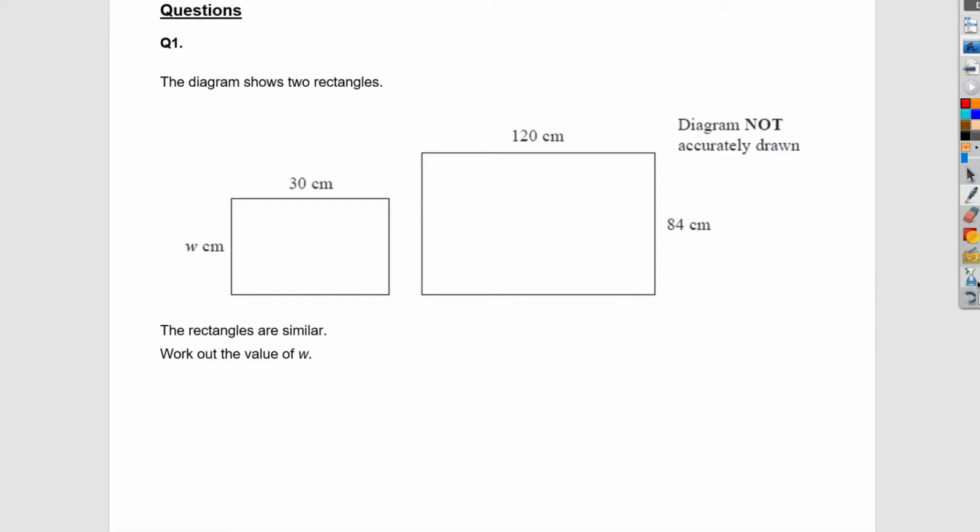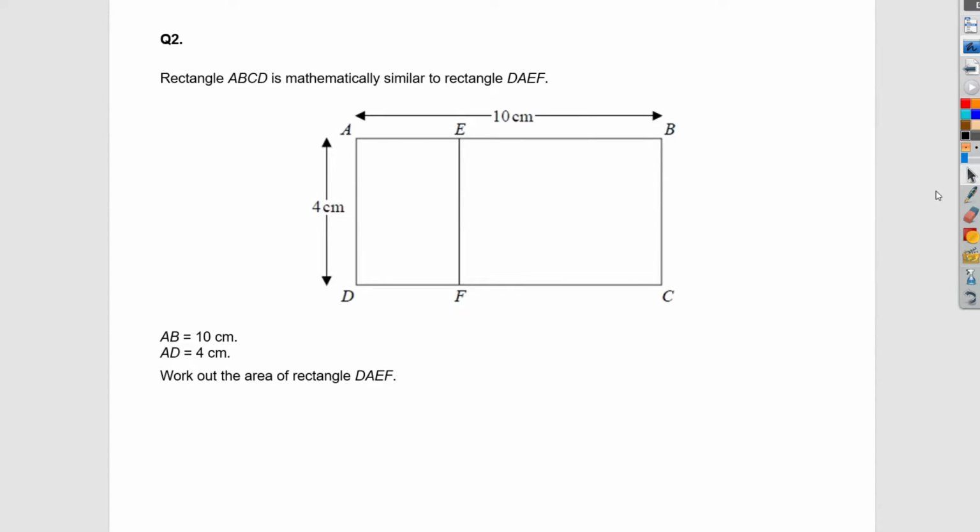Let's move on to the next question. Let's see what we're going to do here. If I scroll down, Question 2. Let's have a quick read. So the rectangle ABCD is mathematically similar to the rectangle DAEF. Okay, so they are similar. Now ABCD, and then we got DAEF.